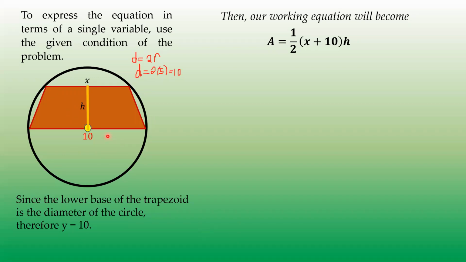Then from the center to the other end of our upper base, that is a radius. The upper base of the trapezoid has its ends touching the circumference of the circle. So from the center up to this part of the circle, on the circumference, this is our radius, where the end of the upper base of the trapezoid is.